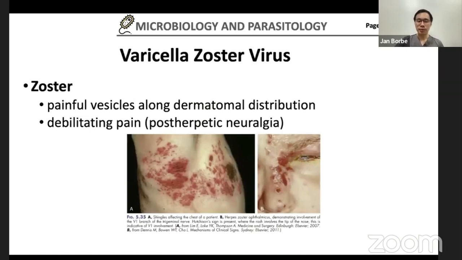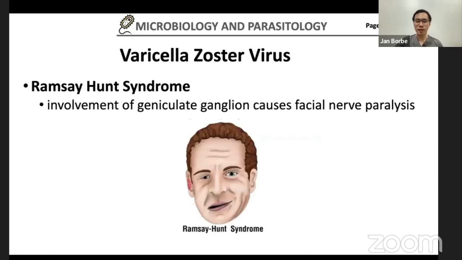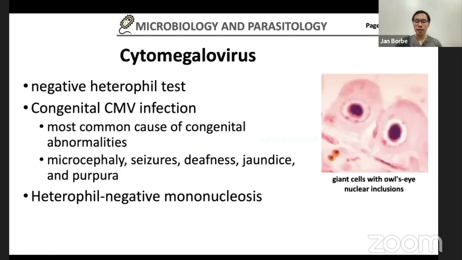Zoster, alam na natin yan, no? So, this is a reactivation of your varicella. You can have the Ramsay-Hunt syndrome when there's involvement of the geniculate ganglion. CMV, you have the Als-I nucleus, and this causes an infectious mononucleosis type of infection. Okay? But the key difference here is that it is heterophile negative.